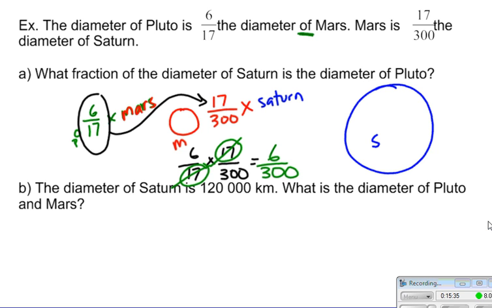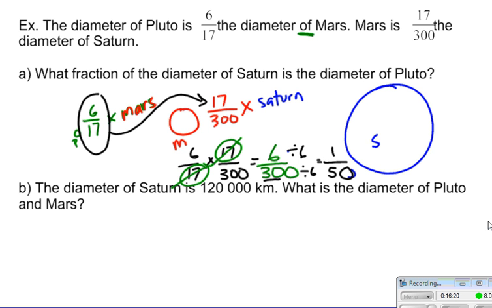So now I know that 6 is even, and I know that 300 is even, and so both of these can be divided by 2, and I get 3 over 150. I also could have noticed that 6 and 300 are both divisible by 6. So I'm going to show that, because 3 over 150 isn't actually lowest terms. So if we divide by 6, we get 1 over 50. 6 times 5 gives us 30, add a 0 on the end. So Pluto is 1/50th the diameter of Saturn.